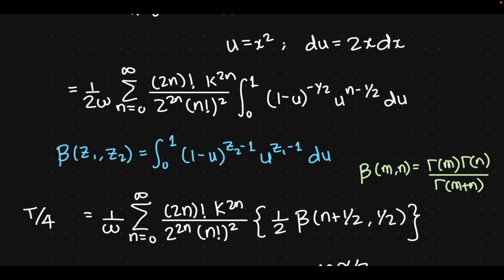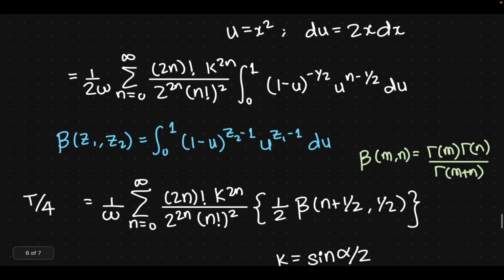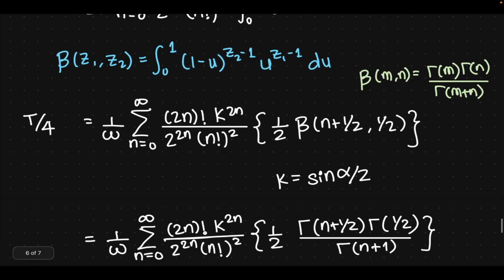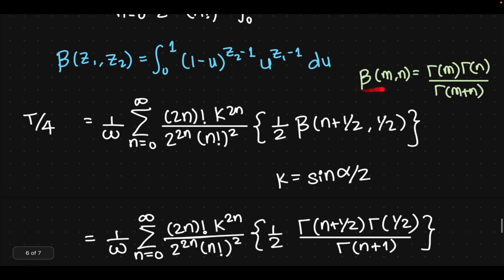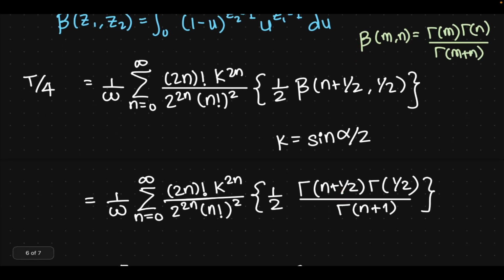So we get this, and then we have the second argument, which is 1/2. So we have 1/2 beta of n plus 1/2 comma 1/2, and k again is sine of alpha over 2. We can always write the beta in terms of the gamma functions using this nice identity: gamma of m times gamma of n over gamma of m plus n equals beta of m comma n. And we get this: gamma of n plus 1/2 times gamma of 1/2 over gamma of n plus 1.